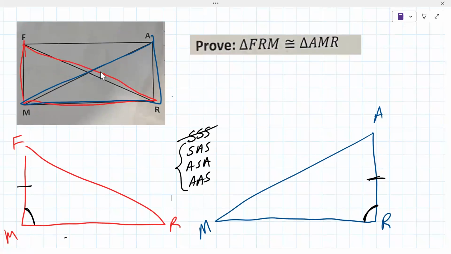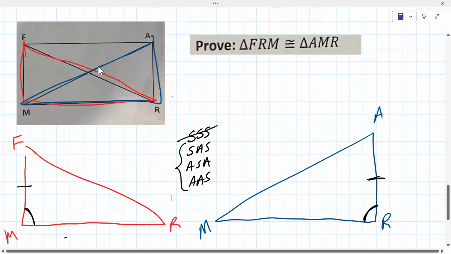Yes. Wait. Can the top and bottom pairs have a part in this? Like maybe pairs, or do you mean sides or angles? What do you mean? FA and MR. Those. Sure, but then they meet in the middle and there's no point there.